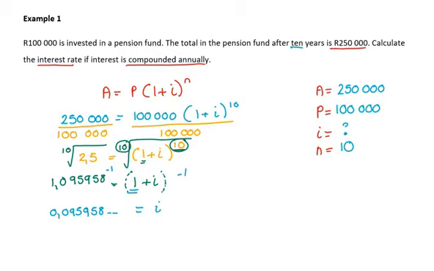Now that looks like a very strange i value because it's so small, and that's simply because it's not written as a percent yet. So if you want to write it as a percent, you need to times by 100 to get a percent. And so this is why it's important to keep all the decimals, because when I times by 100, this moves and I get 9,5958% is equal to i.